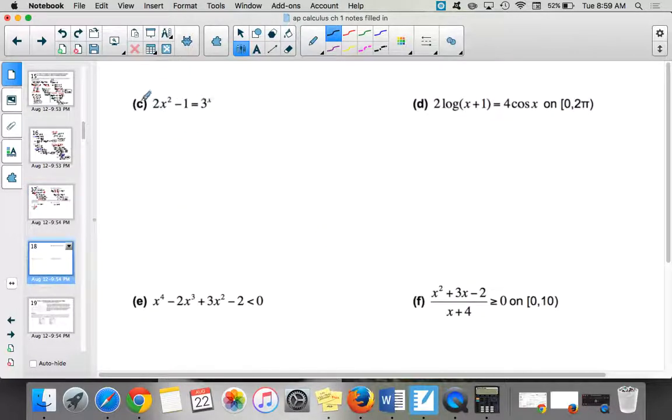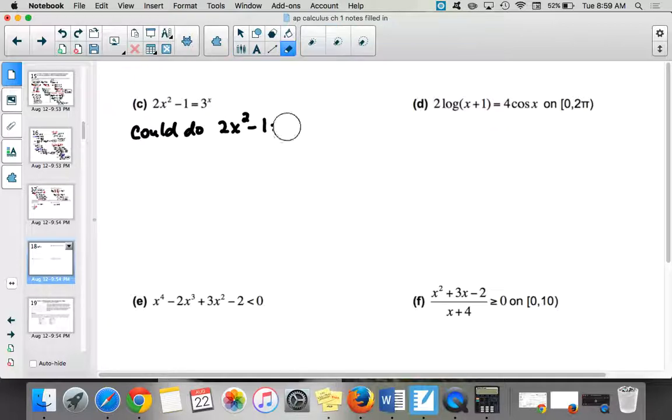All right, so how about something like this? So you can do it the way we just did and set everything equal to 0 by subtracting the 3x over, right? So you could do 2x squared minus 1 minus 3 to the x equals 0. So that would be totally fine. So if you want to do that, go for it. But there is some convenience in learning what's called the intersect method.